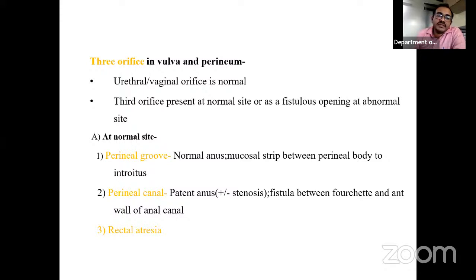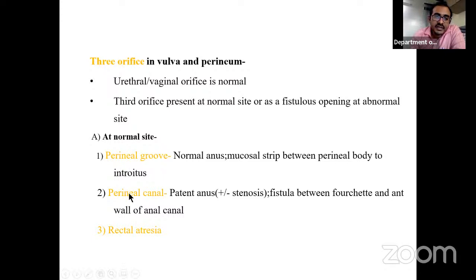When there are three orifices in the vulva or perineum, and all three openings are at the normal site, meaning urethra, vagina, and anus are all at the normal site, this is seen in a condition called perineal groove. That is, there is a strip communicating between the anus and vagina. So we don't need to do anything, or we can resect that strip and everything will be all right.